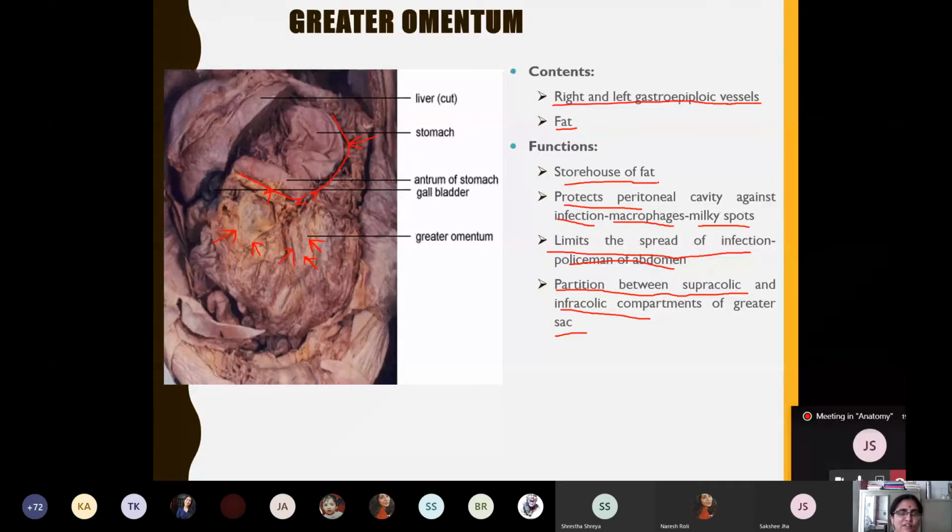Am I clear on the greater omentum? Can you write down short notes on greater omentum? Attachment, content, function, and applied. Clear? Yes, ma'am.